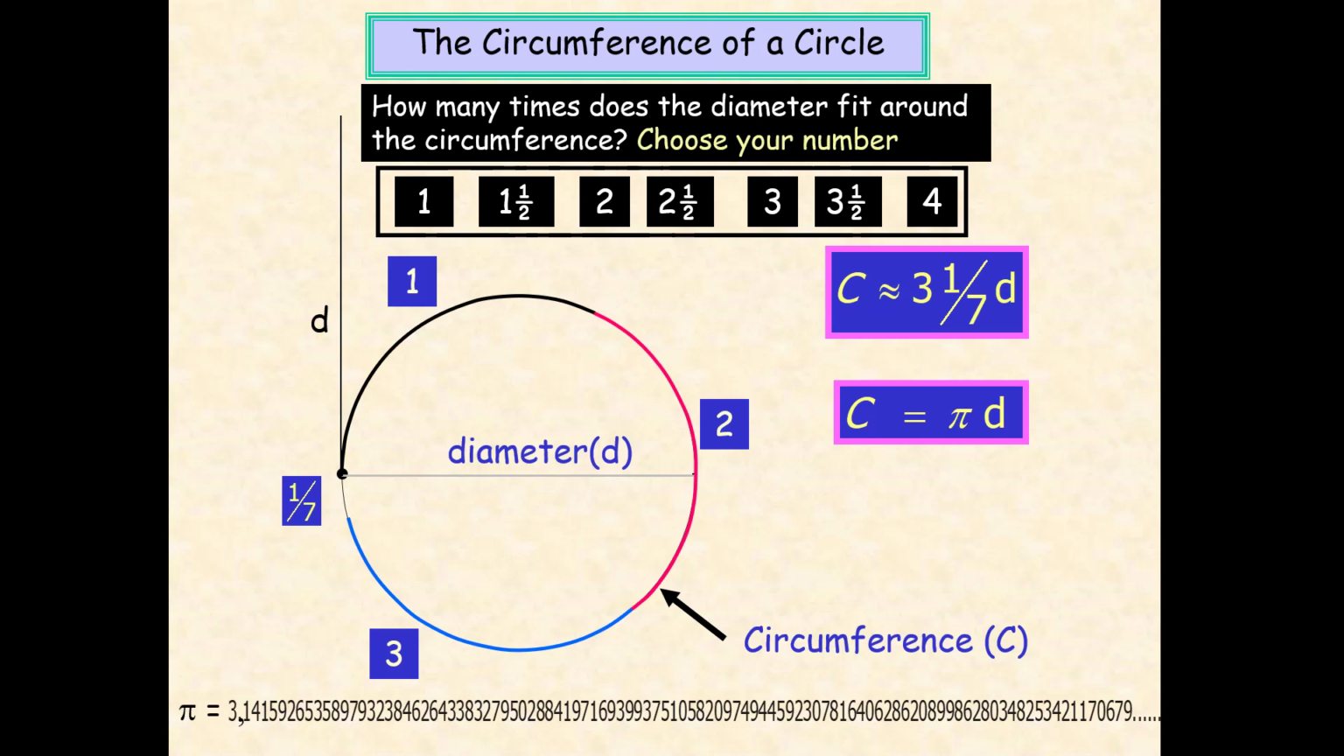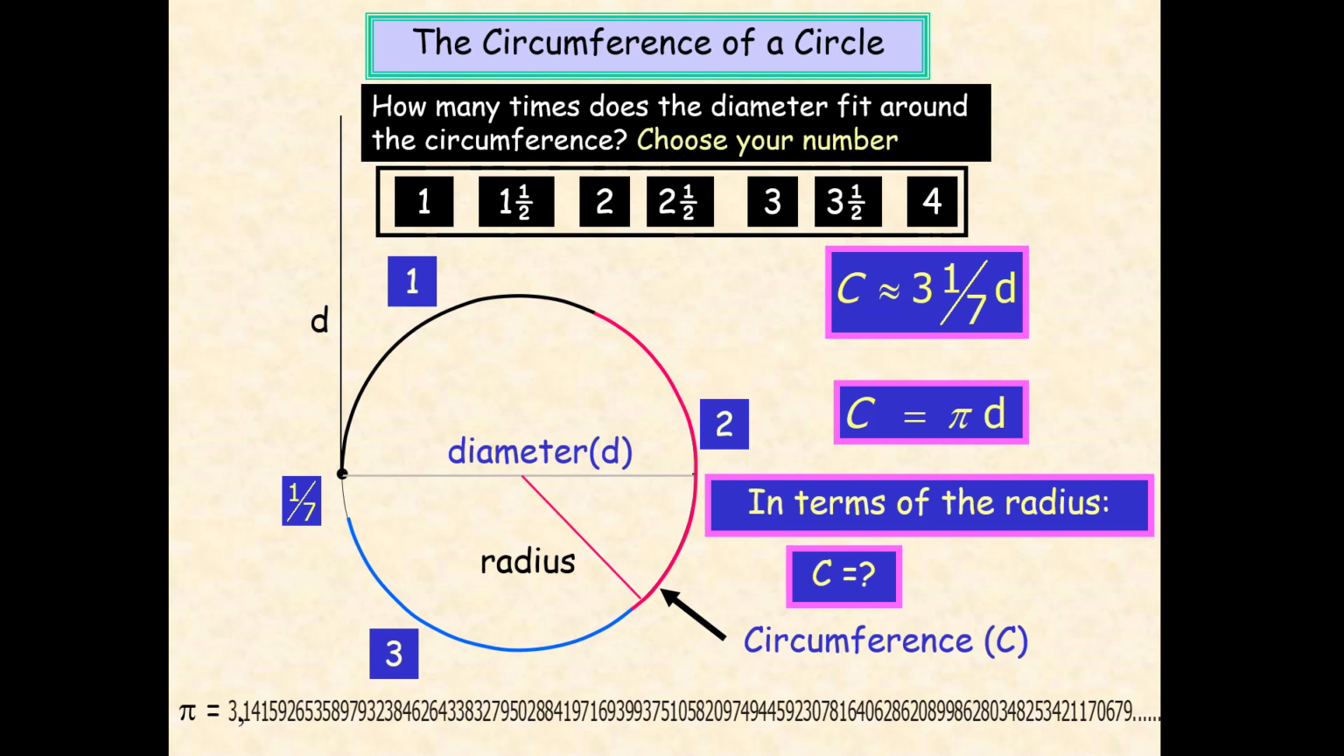So the circumference is pi times the diameter. So remember, the 3 1/7 is pi. If you multiply that by the diameter, you have the circumference of a circle. In terms of the radius, since you know the diameter is equal to 2 radii, you can just say pi times 2 times radius, or 2 pi r. So circumference can either be pi times diameter or 2 times pi times radius.